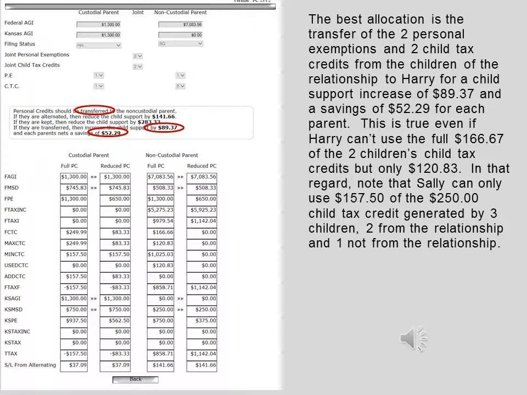$166.67 of the 2 children's child tax credits, but only $120.83. In that regard, note that Sally can only use $157.50 of the $250 child tax credit generated by 3 children, 2 from the relationship and 1 not from the relationship.